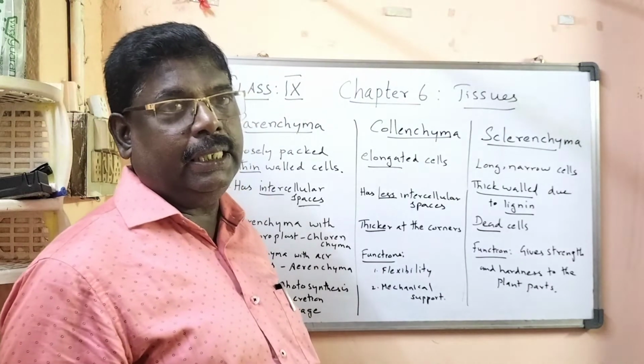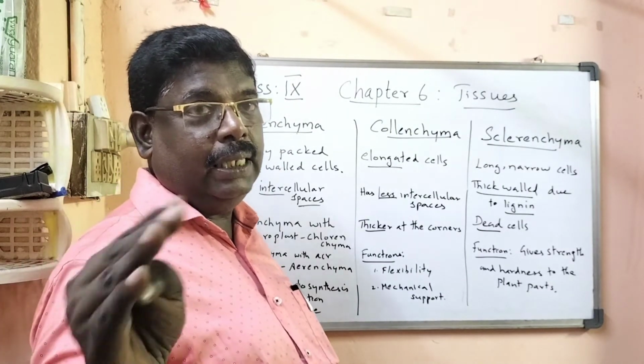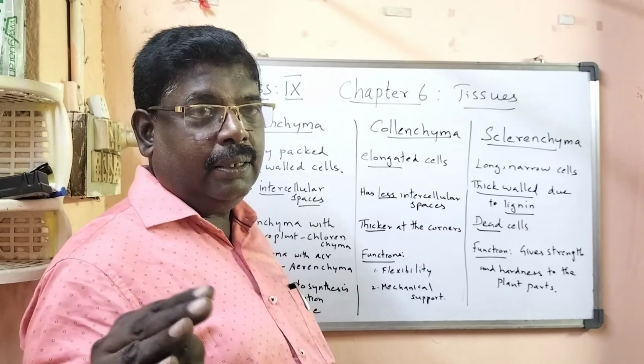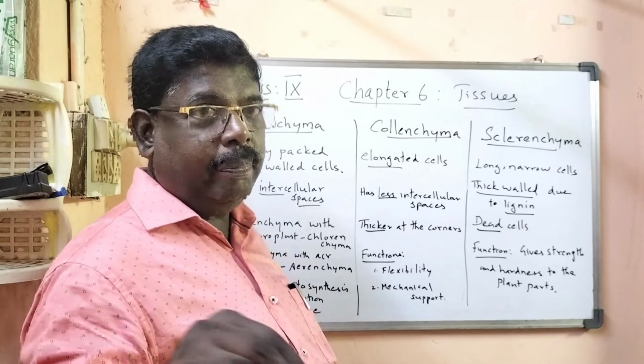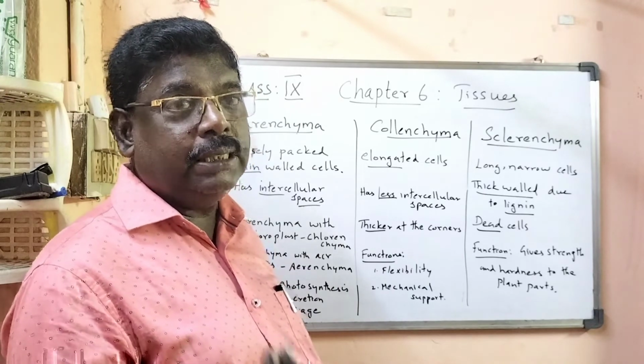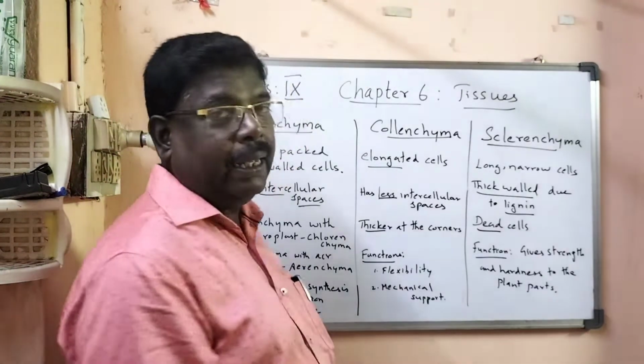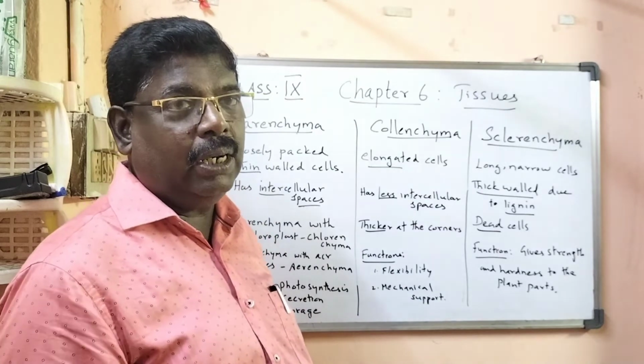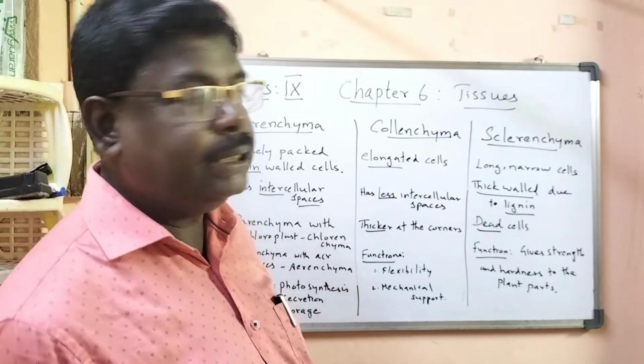Function: flexibility. Flexibility in the sense you know that the leaf bends. The branches bend. The kind of bending nature of that plant is due to collenchyma. It offers flexibility. Then mechanical support. These are the functions of collenchyma: flexibility and mechanical support.